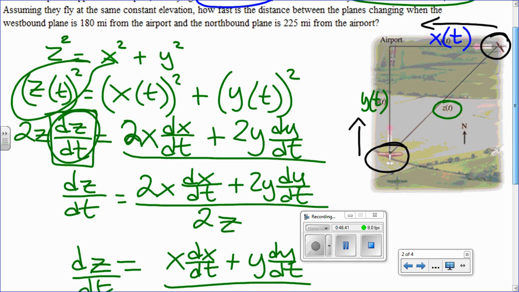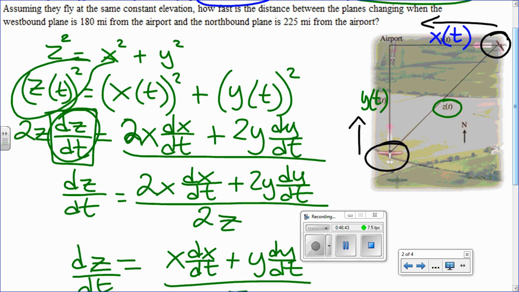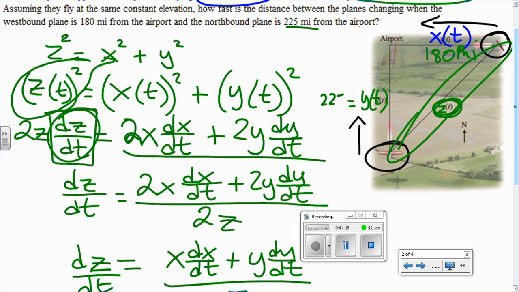Okay, so then how fast is this distance right here changing? And that will be, how is function z changing with respect to time? So that's why we have dz over dt. And so we want to know that when the distance of the westbound plane is 180 miles, and the distance of the other one is 225. So here it's just a very simple Pythagorean theorem.